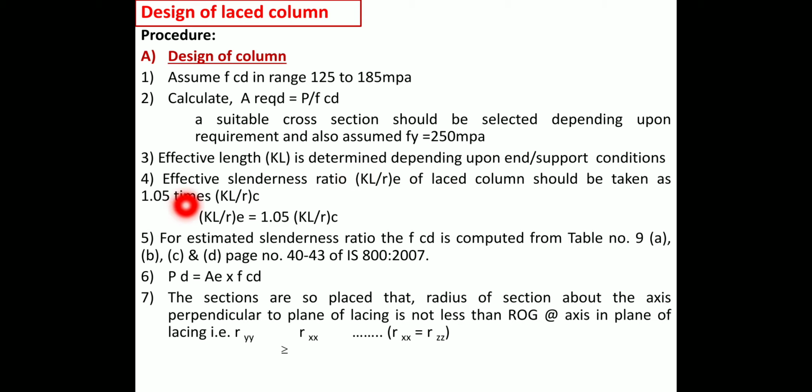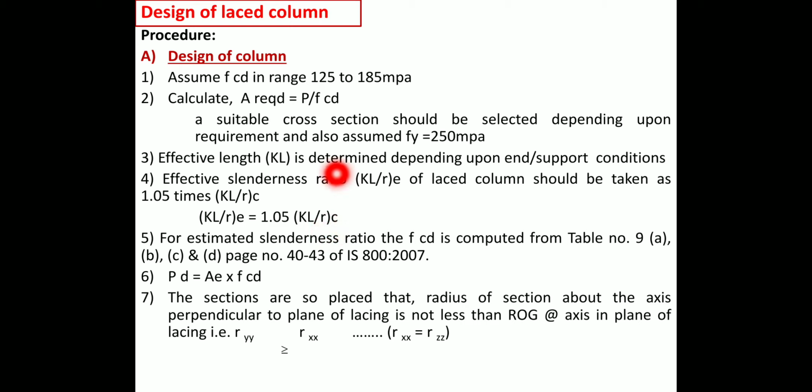Then fourth point, effective slenderness ratio. It can be denoted by (KL/r)_e, which we can also denote by lambda_e, of the laced column, and should be taken as 1.05 times the KL/r of the laced column. So here we are going to increase by 5% for safety. So lambda effective is equal to 1.05 times lambda of the laced column.